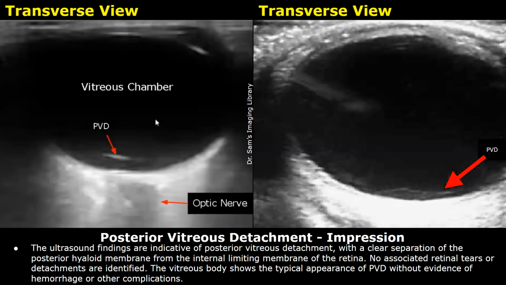This is the impression. The ultrasound findings are indicative of posterior vitreous detachment with a clear separation of the posterior hyaloid membrane from the internal limiting membrane of the retina. No associated retinal tears or detachments are identified. The vitreous body shows the typical appearance of PVD without evidence of hemorrhage or other complications.